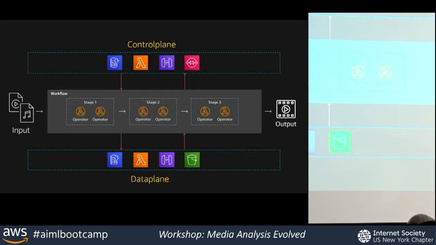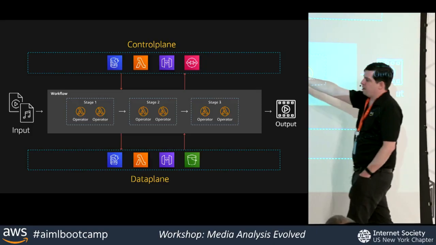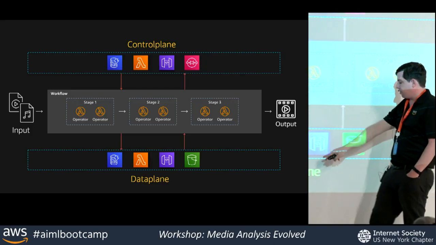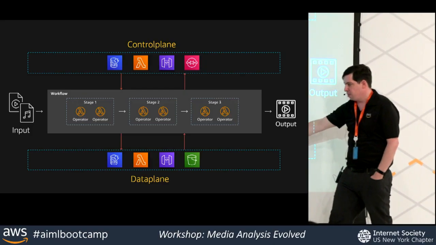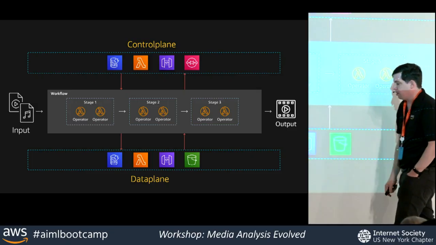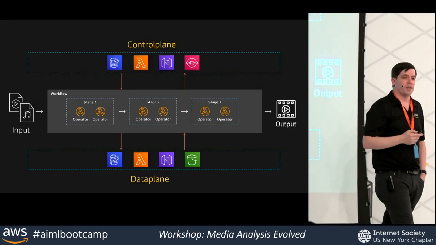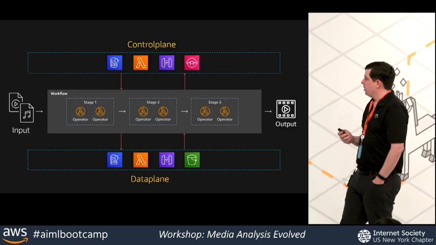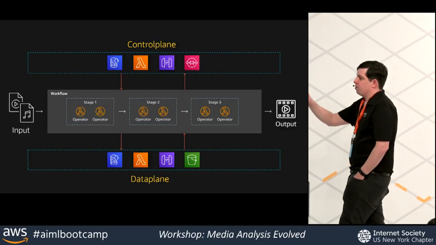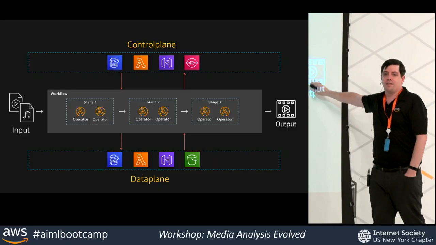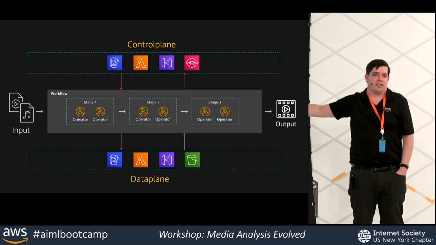So as I said, we have the control plane, which organizes these workflows and operators, and then we have the data plane, which persists the data. Could be S3, could be Elasticsearch, could be Dynamo. With Lambda, it can go wherever. We'll build this out in just a couple minutes, but the end result is you put in a video and you get out information.